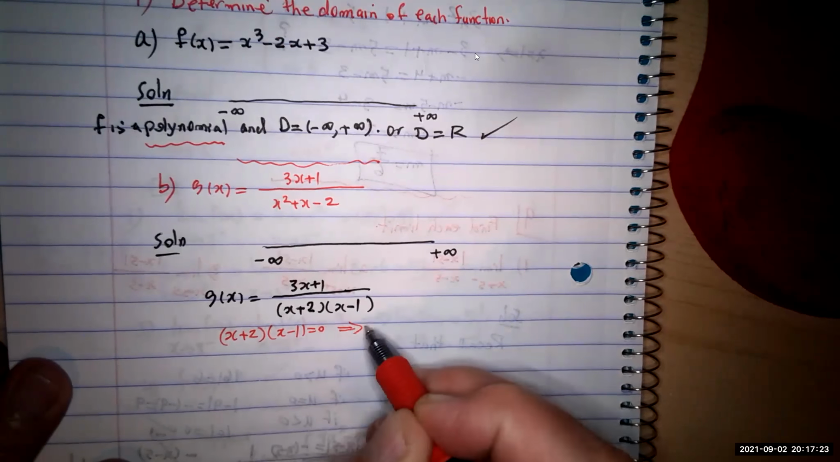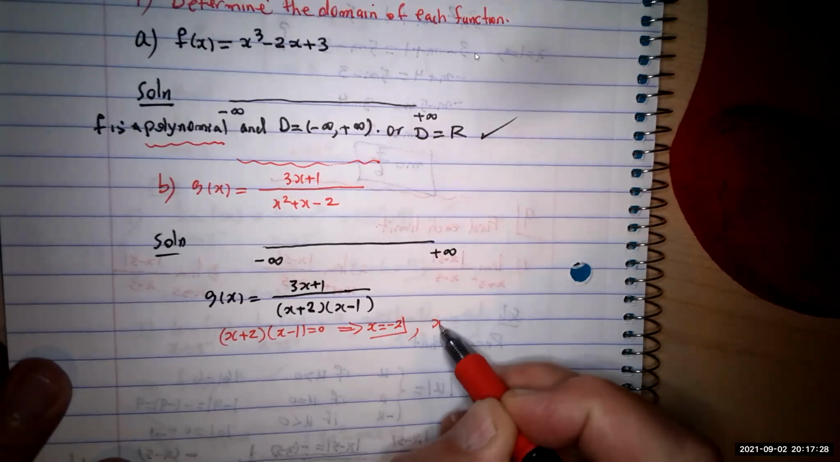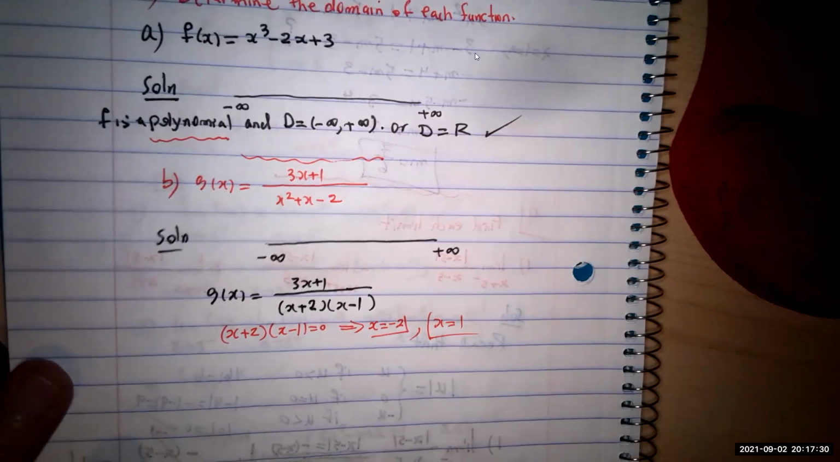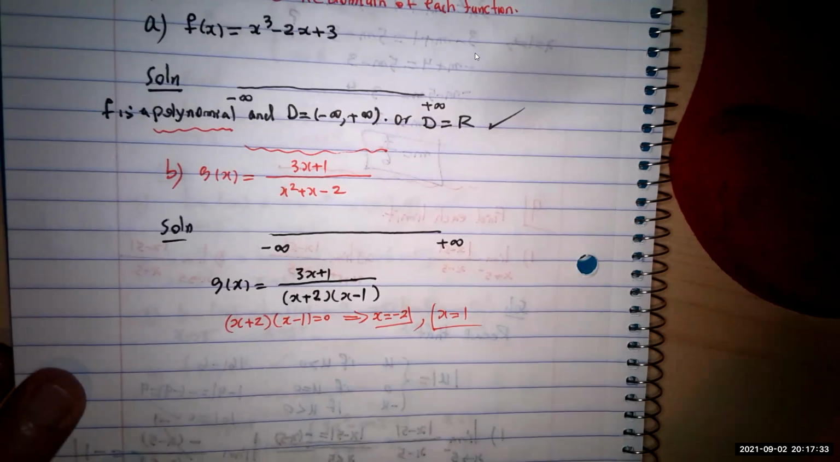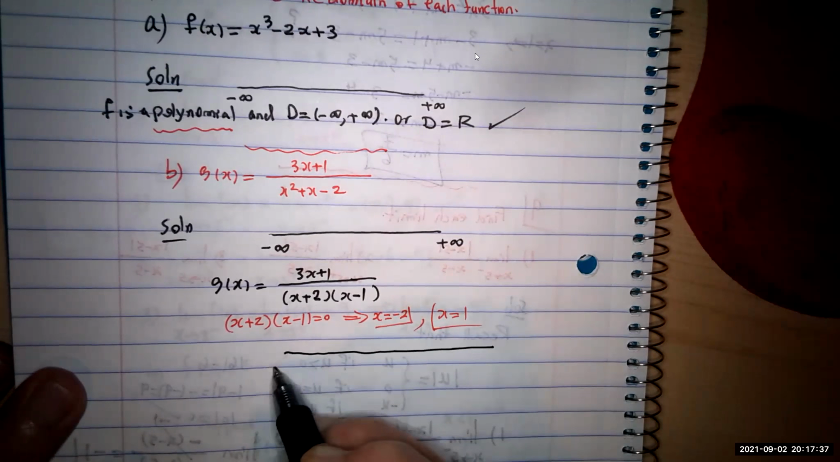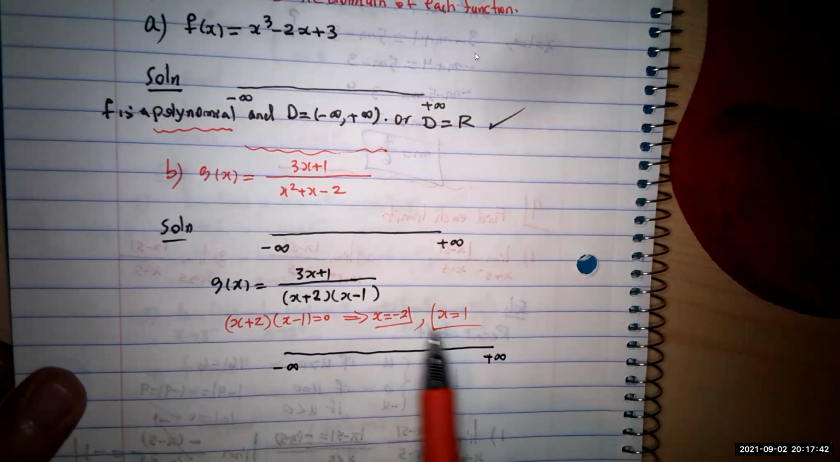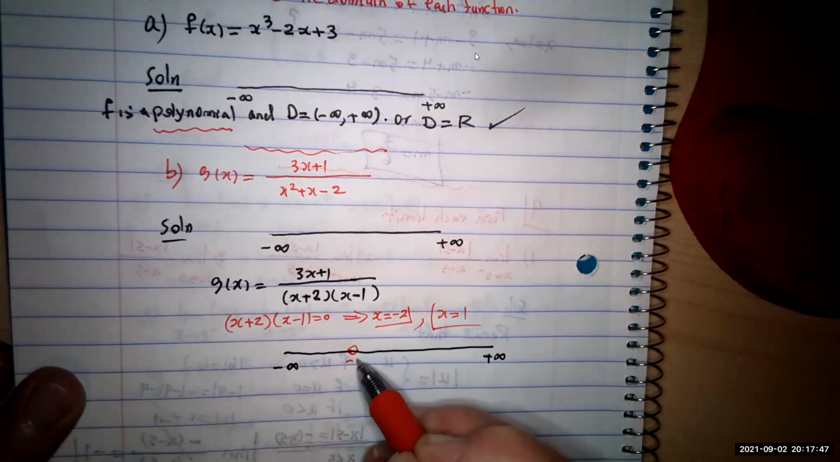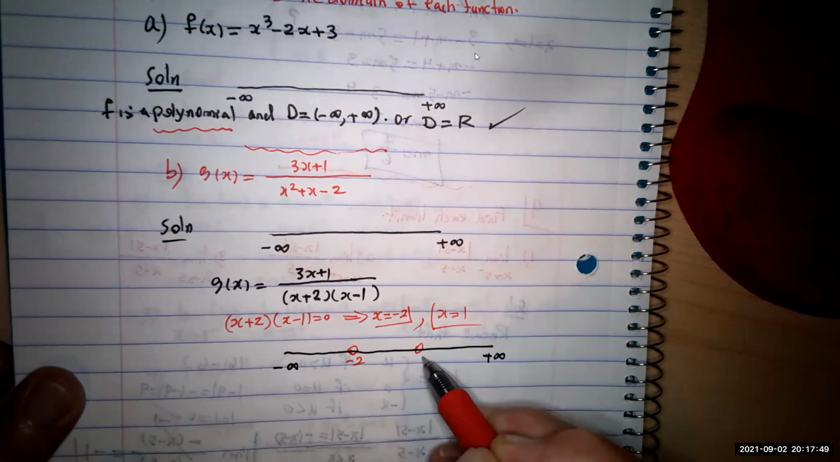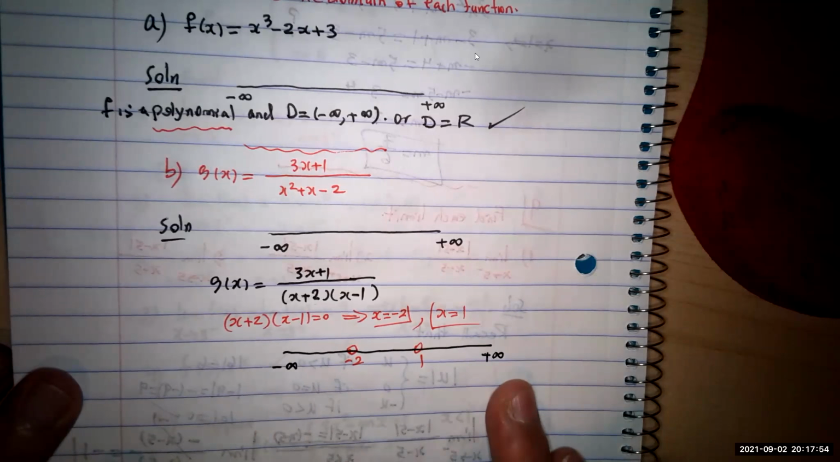The first one gives you x equal to -2. The second one gives you x equal to 1. So these are the restrictions that you're going to have. So x is not free anymore. It was negative infinity to positive infinity, so you have to remove these bad numbers. You're removing the -2, and then you're removing the 1. So this is where your function is defined. This is going to be the domain of your function.